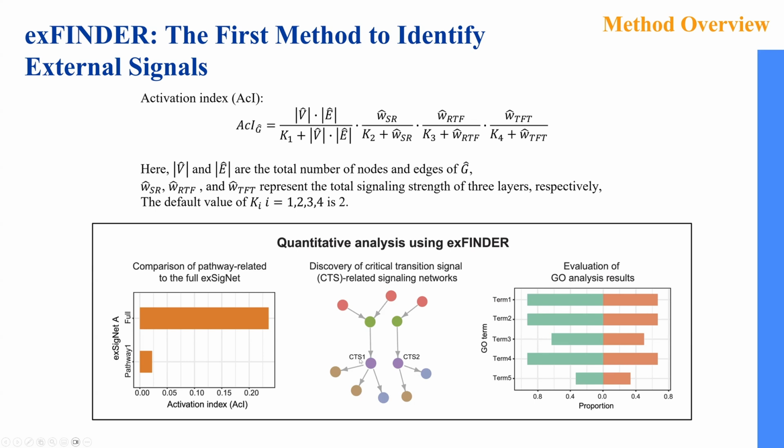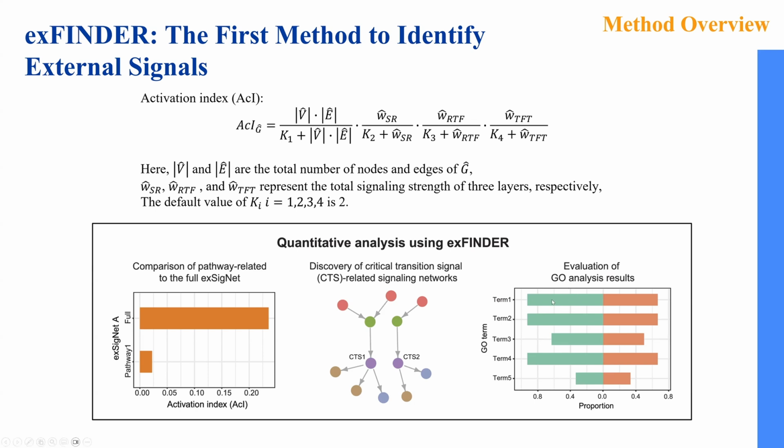So in these networks, the CTS, the critical transition signals, are these two TFs. Then we can figure out why these two are so important in the transition, and what genes they will activate. And the last part is that, based on the network, we can do GO term analysis. For each GO term, we can grab all the genes related to it, but the networks that we use may not cover all these genes.